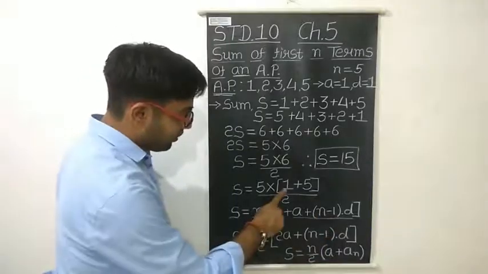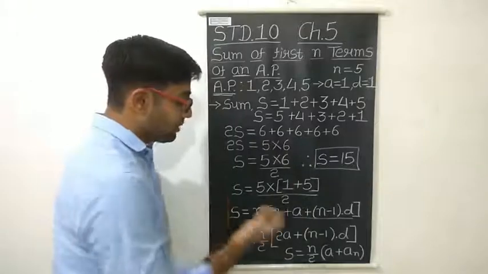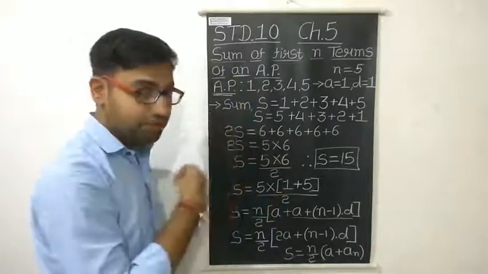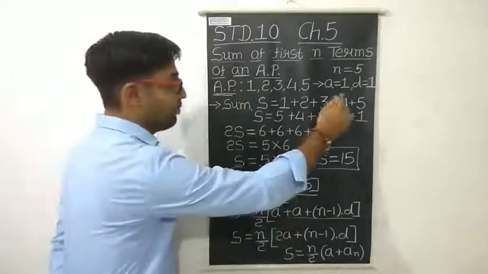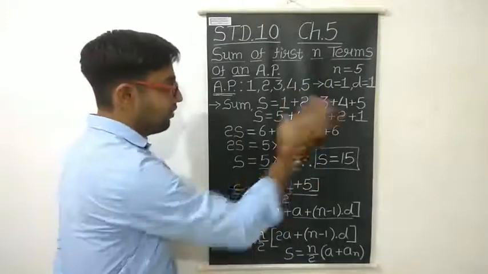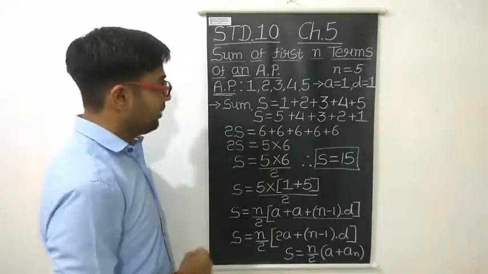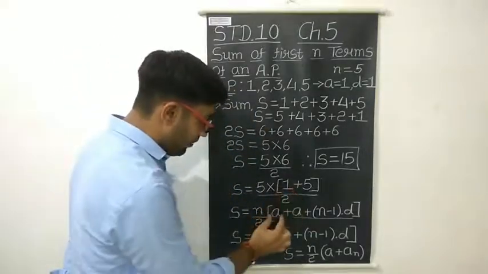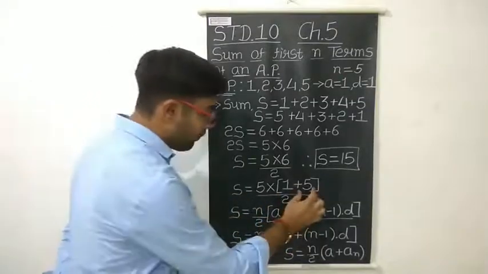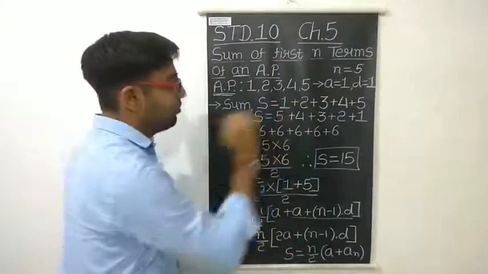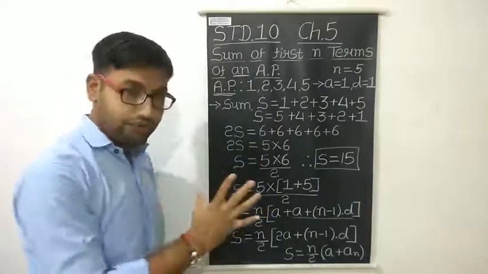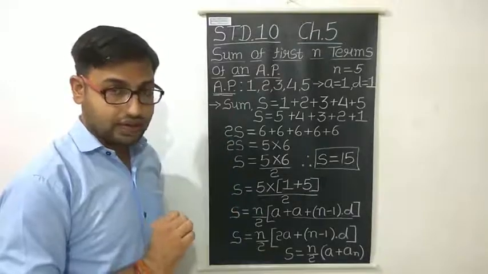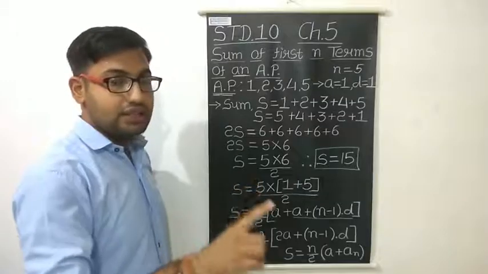Now in the bracket, what is 1 plus 5? This is the value of the AP: 1 is the value of the first term and 5 is the value of the last term. Last term means the fifth term. Now according to the formula, we can write the first term as a, so instead of 1 we put a. Instead of 5, what can we put? 5 is the value of the fifth term. We can write the fifth term as a plus 4d, right? Or a plus n minus 1 into d.